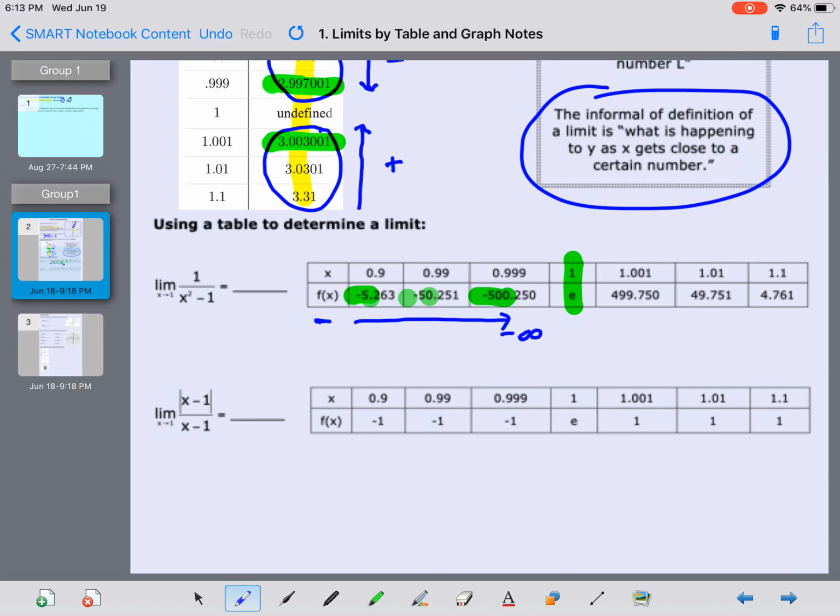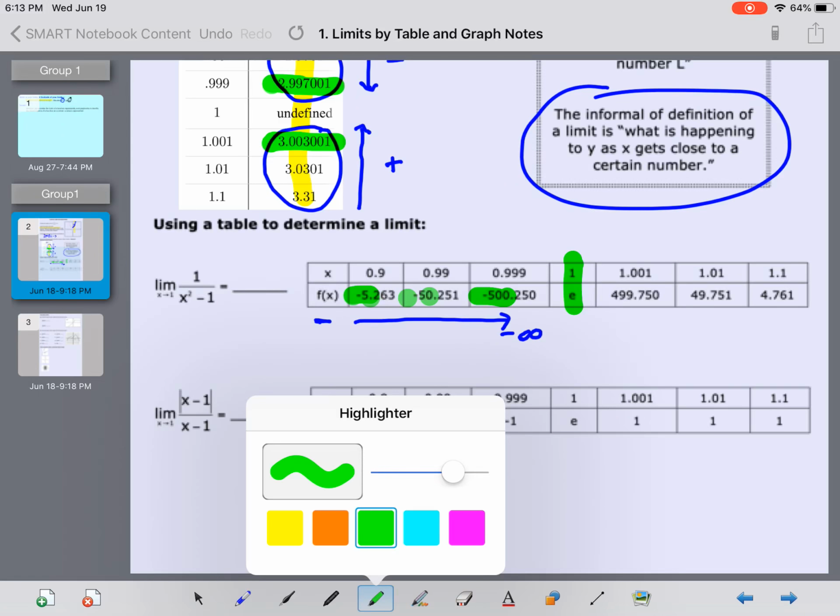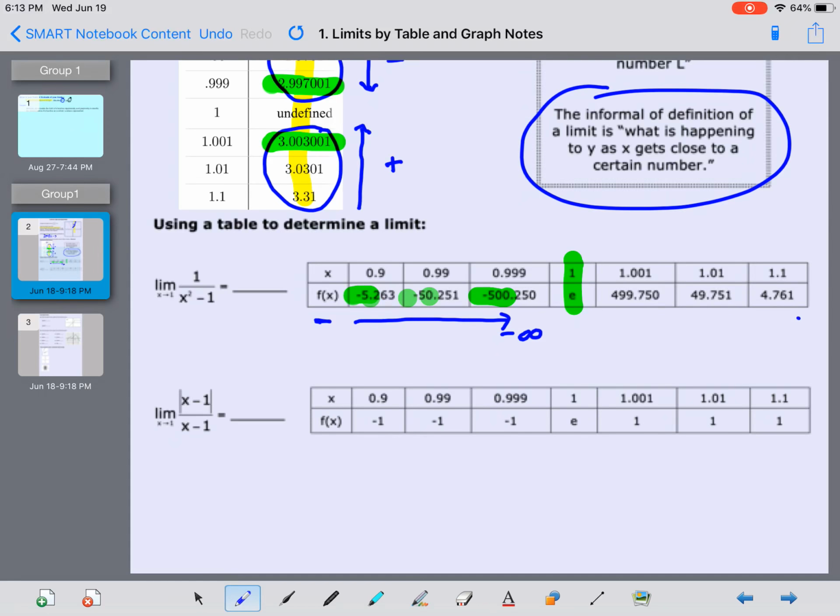Okay. If we look at it from the opposite side, let me get a different color. If we look at it from the positive side here, and the approach, it's kind of doing the same thing, but in the positive sense.